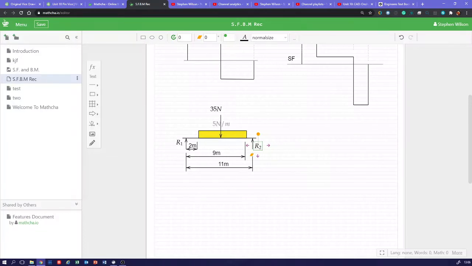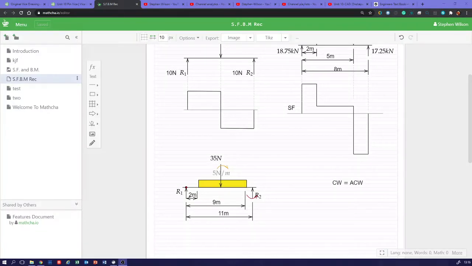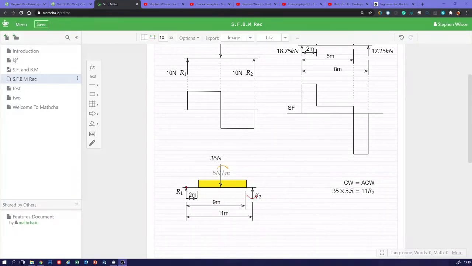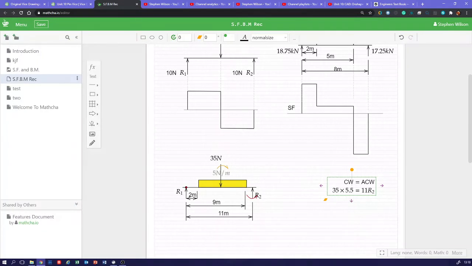So we'll do that very quickly. Okay, so the first step to identifying our reaction forces is to pick a point we're taking moments about. So I've selected that little red dot there, R1, and we identify our clockwise and anti-clockwise moments. So if we're spinning around our little red dot, then our downwards force there would create a clockwise moment, and our upwards force there would create an anti-clockwise moment. So let's just put that into some maths.